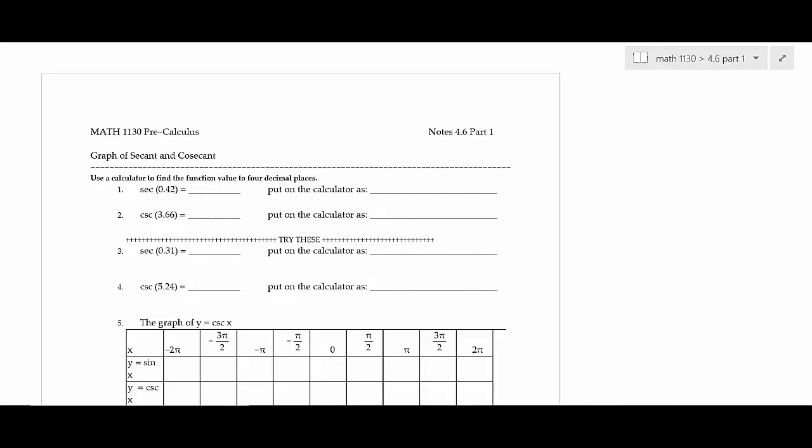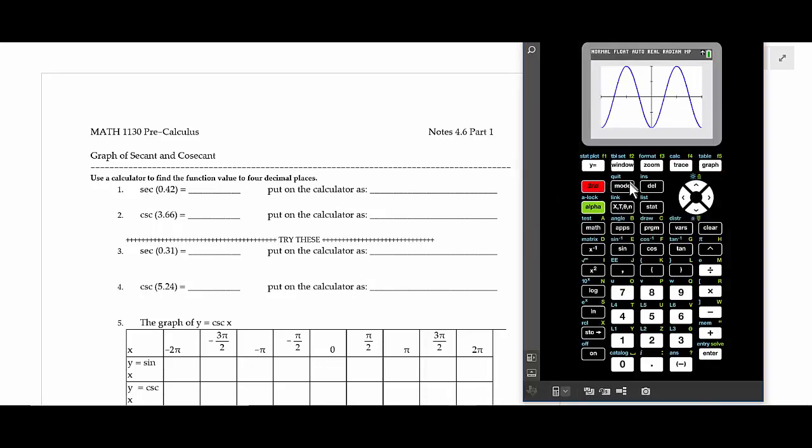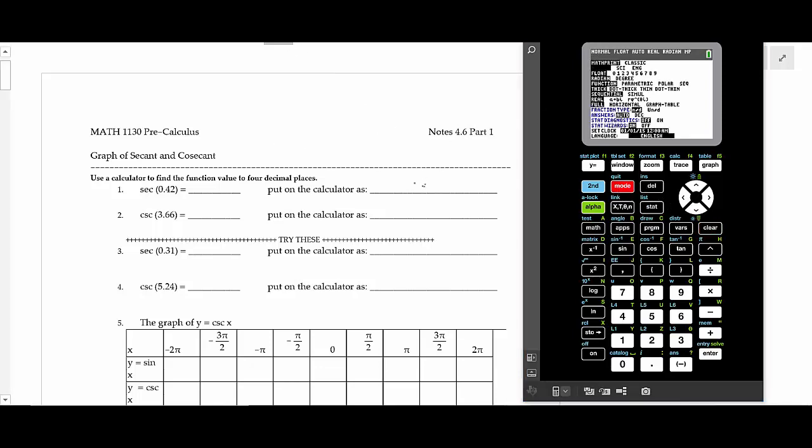Secant and cosecant, a lot of times I like to just remind you of how you need to do a secant and cosecant on a calculator. So if you're doing a secant, now this is in radians. The first thing I'm going to do on my calculator, I need to make sure I'm in radian mode. Well, remember the secant is 1 over the cosine. That's the reciprocal of the cosine. So if you're going to do the secant of 0.42, you've got to put it in your calculator that way.